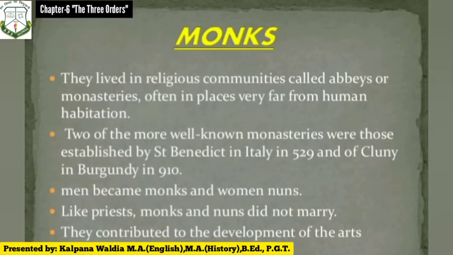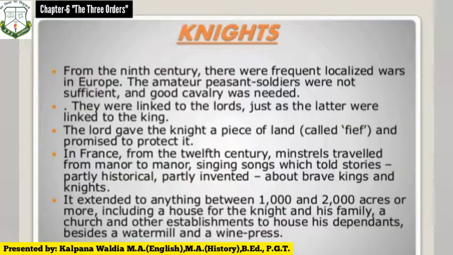Let us know the features of monks, who come under the first order. They live in a religious community called an abbey or monastery, often in places very far from human habitation. Two of the more well-known monasteries were those established in St. Benedict in Italy in 529 and Cluny in Burgundy in 910. Men became monks and women became nuns. Like priests, monks and nuns do not marry. These monks used to contribute to the development of the arts.